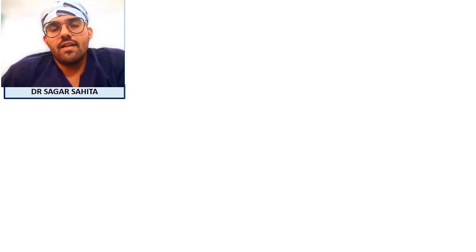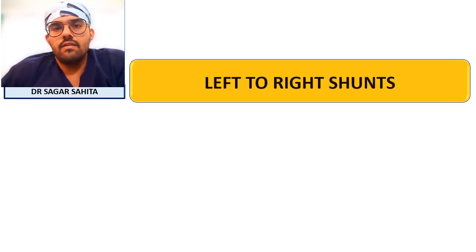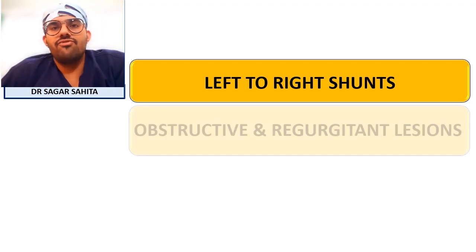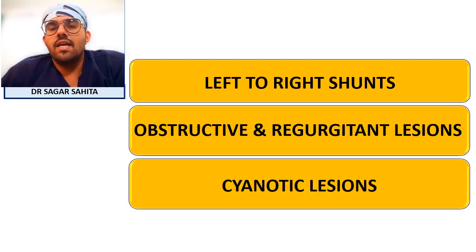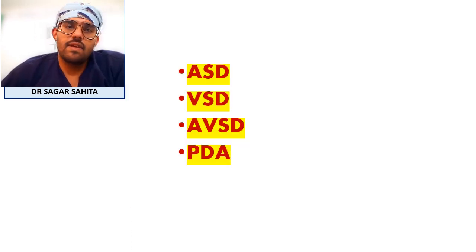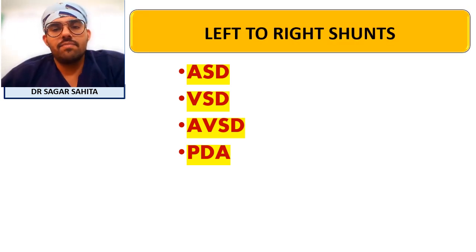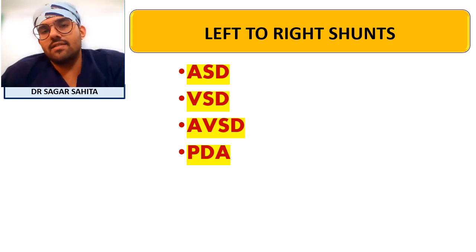So broadly, we can clinically say that there are three types of congenital heart diseases: the left to right shunts, the obstructive and the regurgitant lesions, and the cyanotic lesions. Let us see them one by one. In the left to right shunts category will come the atrial septal defects, the ventricular septal defects, the atrioventricular septal defects, and patent ductus arteriosus.